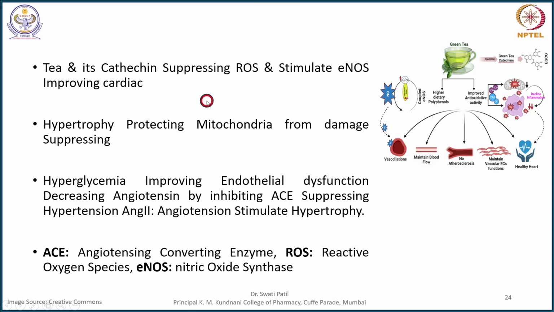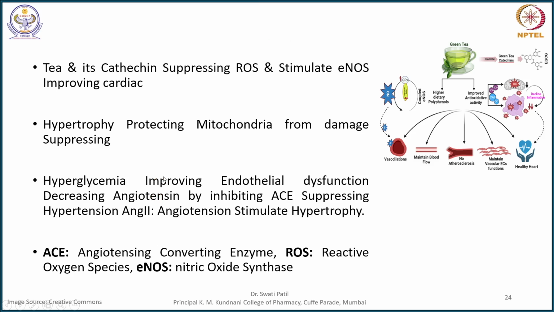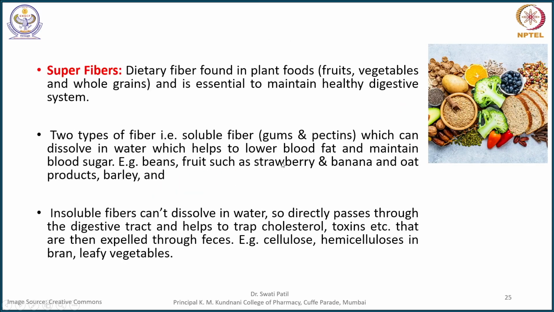Tea and its catechin are useful in suppressing the free radicals and stimulating nitric oxide for improving cardiac health, protecting against hypertrophy by protecting against mitochondrial damage, and against hyperglycemia, improving endothelial dysfunction by decreasing angiotensin by inhibiting the ACE, the angiotensin converting enzyme, thus suppressing hypertension.